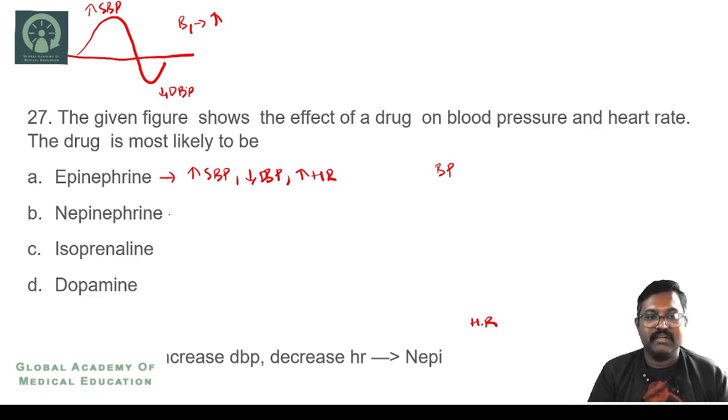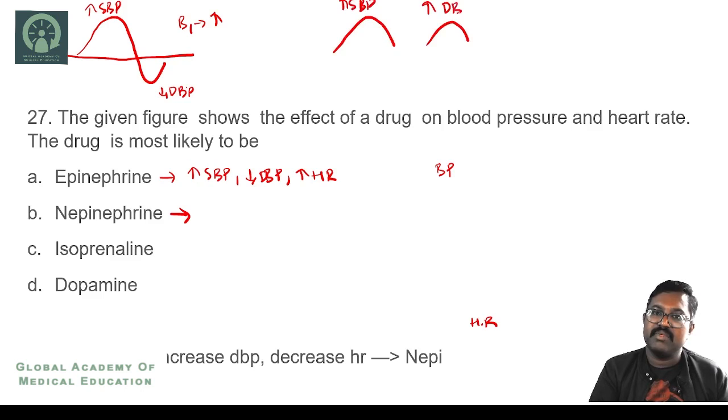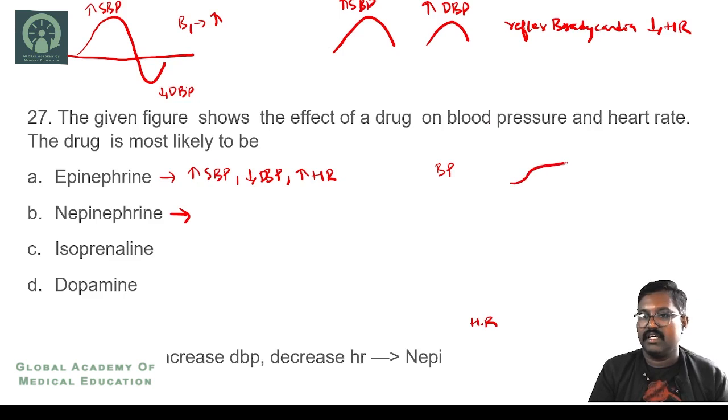So what happens when you give norepinephrine? There will be increase in both the systolic blood pressure and the diastolic blood pressure, and also please remember, since there is no beta activity, there will be reflex bradycardia. There will be decrease in the heart rate. So they say that this was a graph which was given.